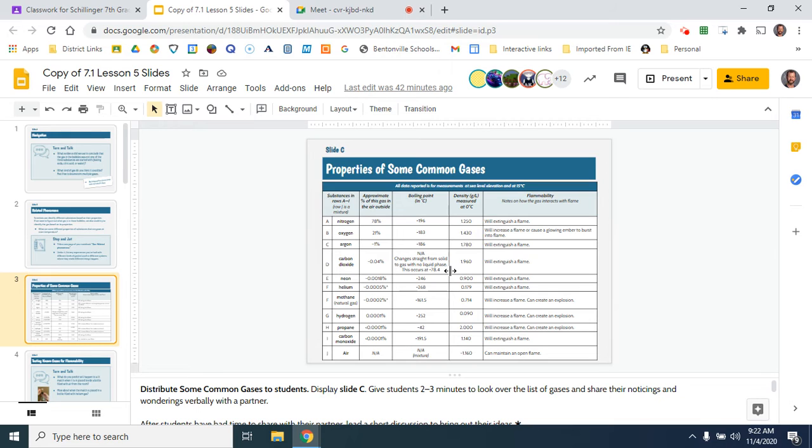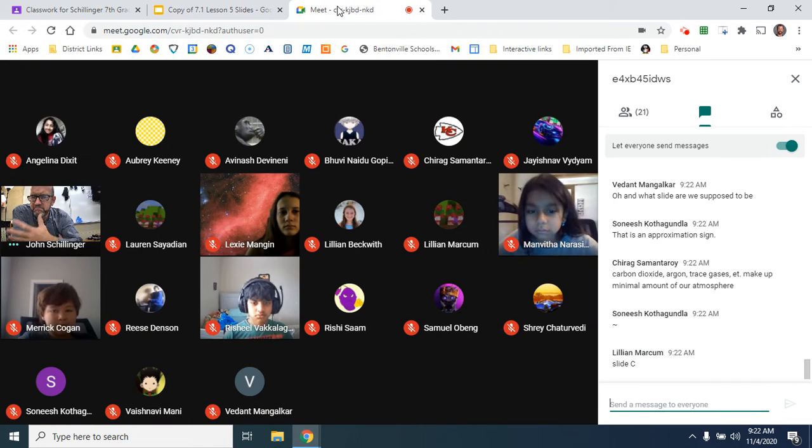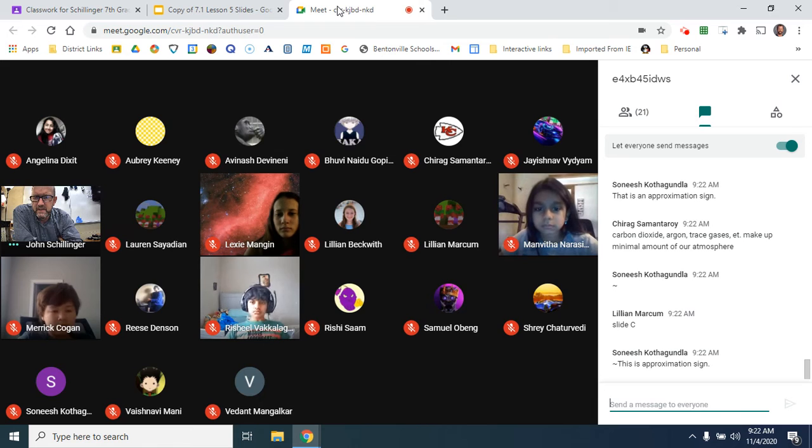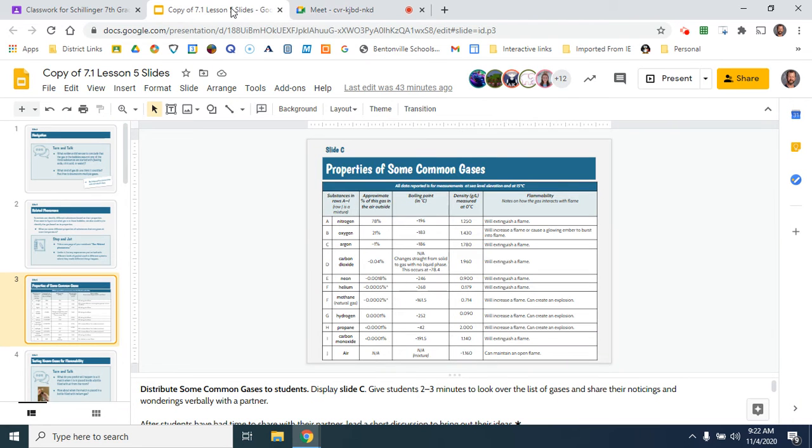And if we look at most of these gases, I'm not going to read each one of them. Half of them will extinguish a flame. Half of them will cause a flame to ignite. Okay. Can we see that? Do we all kind of agree with that? Sort of. Okay.